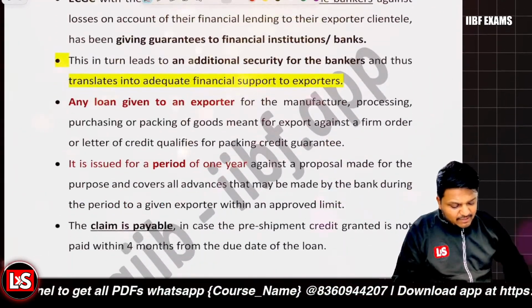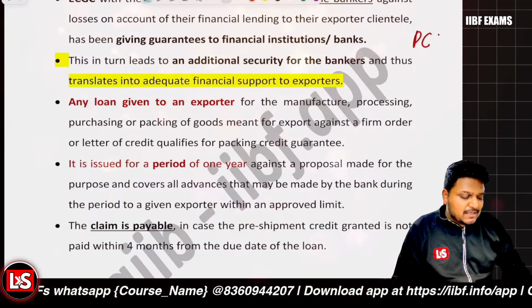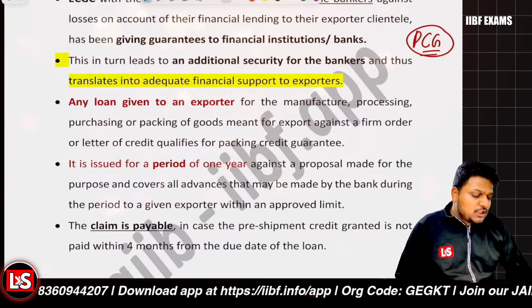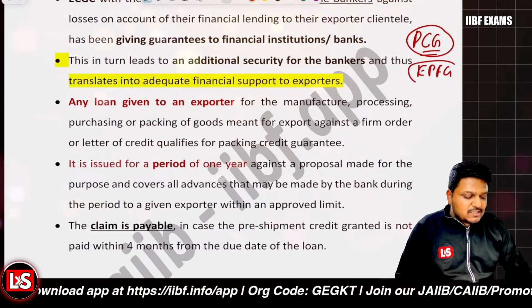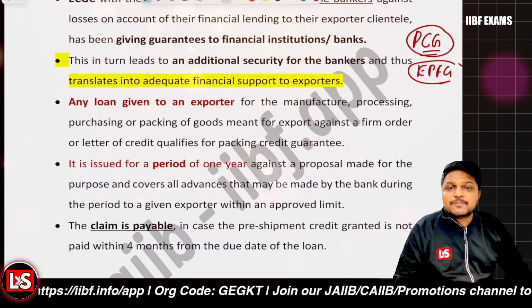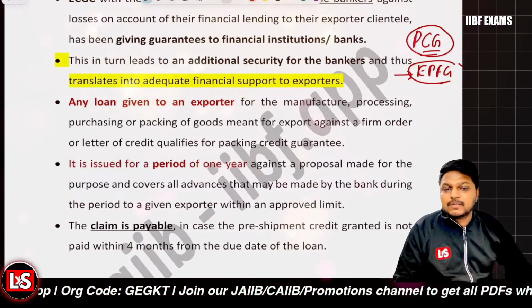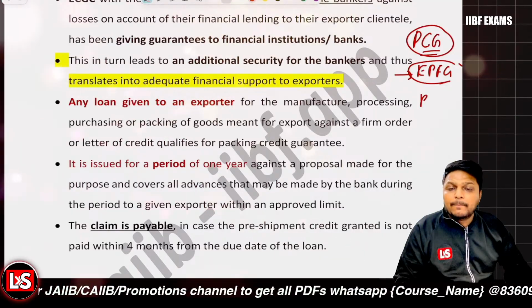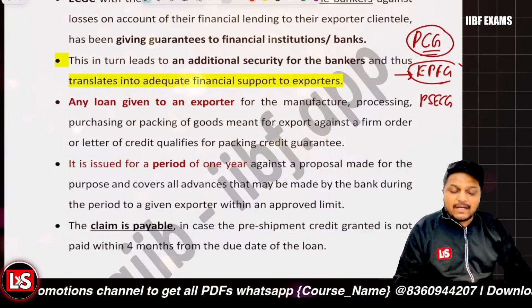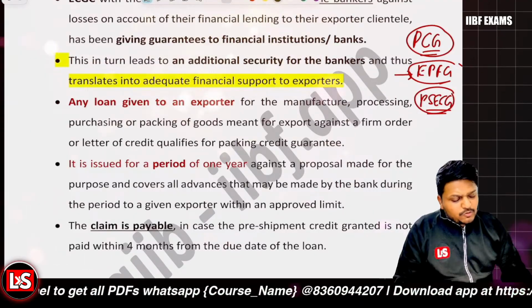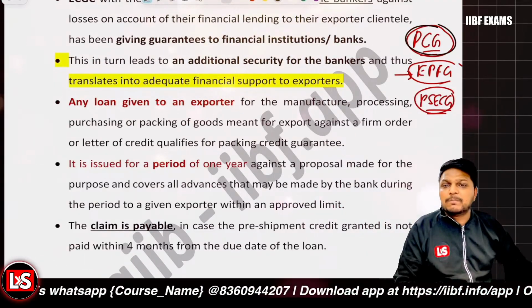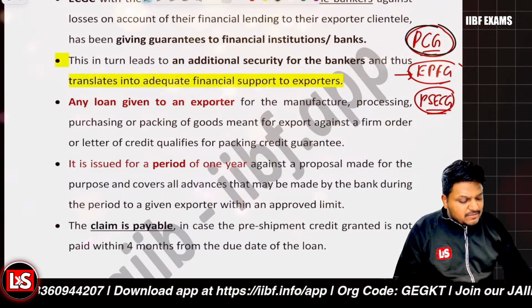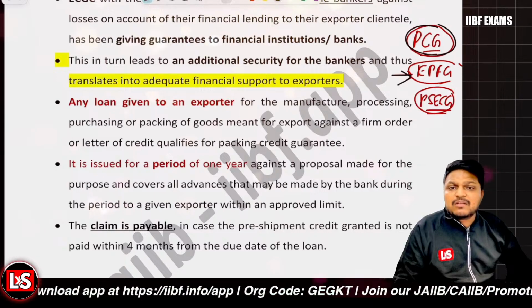So the different guarantees are available. Like one, it is PCG, that is packing credit guarantee given by the ECGC. Other one, it is EPFG, export production finance guarantee. And the third one, it is related to post shipment export credit guarantee. So you should be memorizing pre-shipment credit guarantee, post-shipment credit guarantee, simple as that. And the one, it is related to the export production finance guarantee.